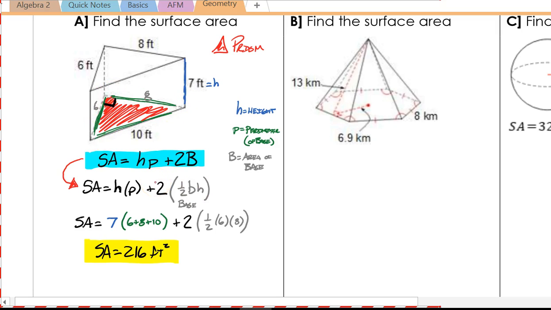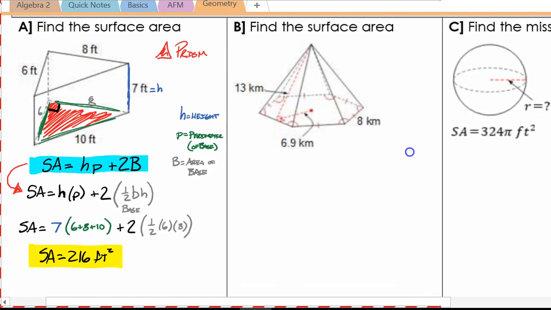So now substituting in our known values, we can say the height of my shape is a 7. The perimeter of my base comes from adding 6 plus 8 plus 10, plus 2 times the area of the base here. What is the height of the base? It's here, of the base shape. It's 6 times 8 times 1/2. Substituting all of this into the calculator, we're able to get 216 feet squared.